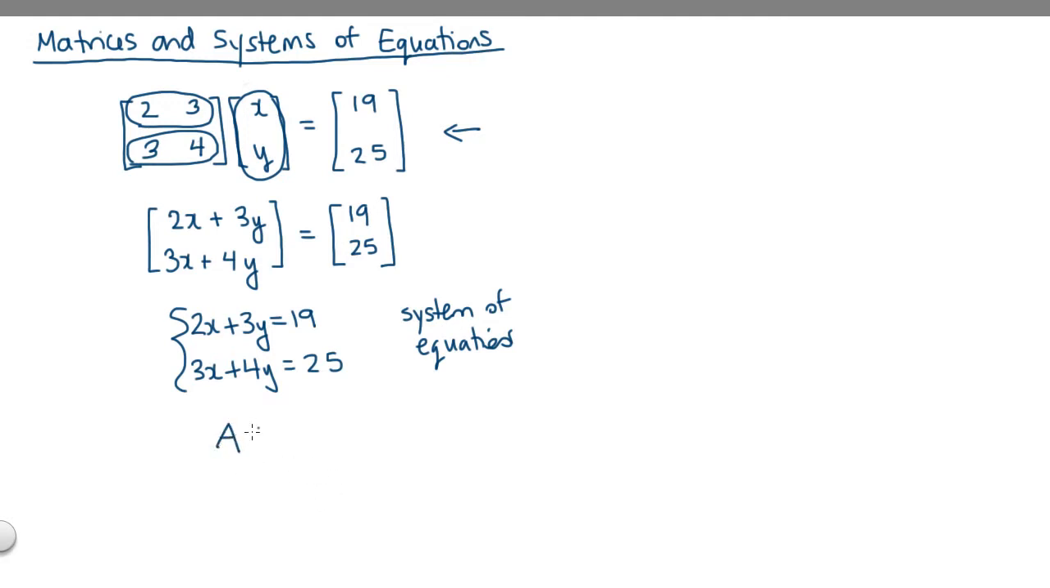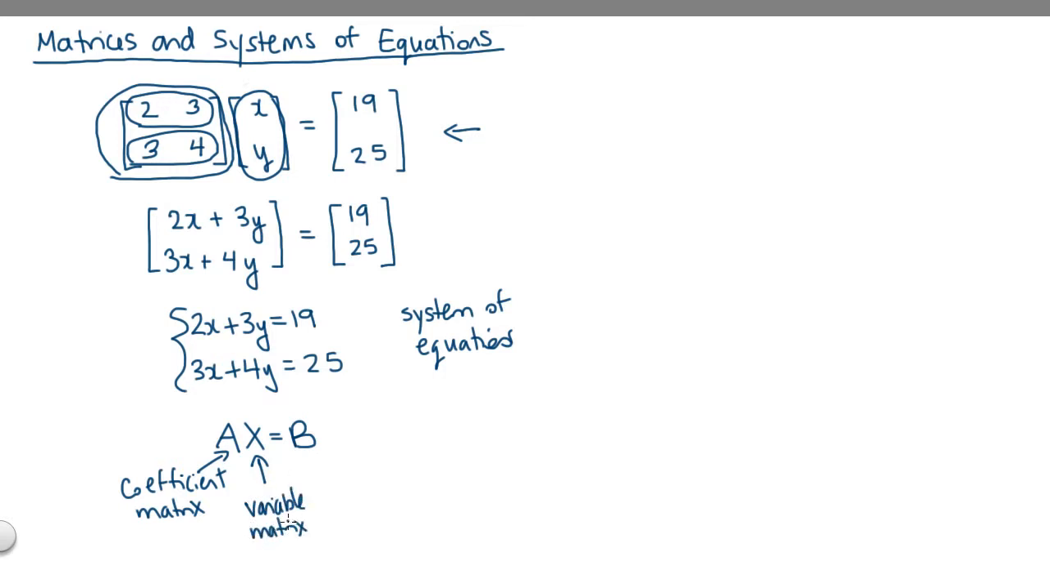So the matrix equation AX equals B represents a coefficient matrix. In our example here, our coefficient matrix was just this matrix here that contains the numbers or coefficients. It was 2, 3, 3, 4. X represents the variable matrix. So in our example here, the variable matrix contained the variables x, y.